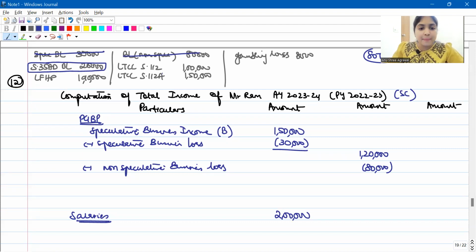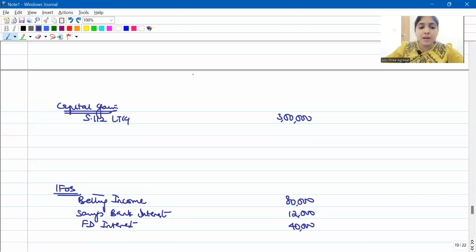Then we have long-term capital loss, 112 and 112A. Totally we have 2,50,000. Tell me, should I differentiate between them? No. Whether 112, whether 112A, I'll consider fully. Am I supposed to think about 1 lakh exemption and all? No. The 1 lakh exemption is only for capital gains, and that too only when you're calculating tax liability, not when you're calculating total income. So over here, I'll handle both the losses.